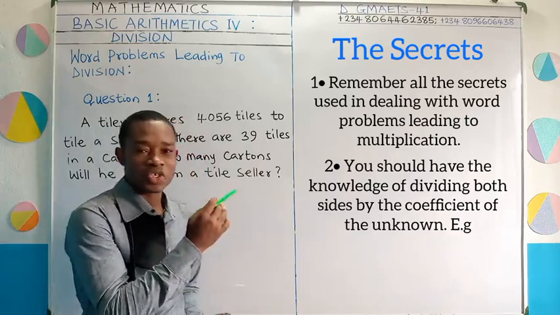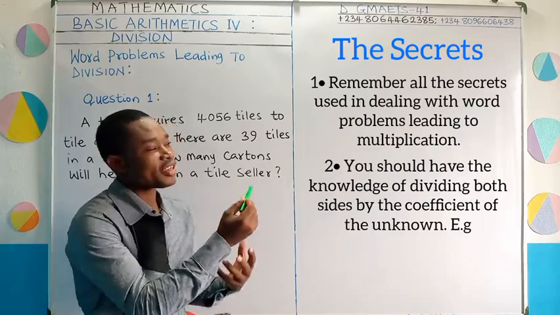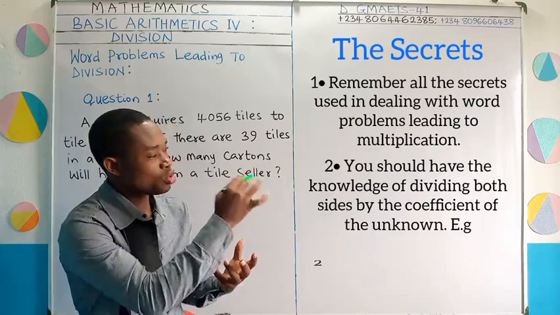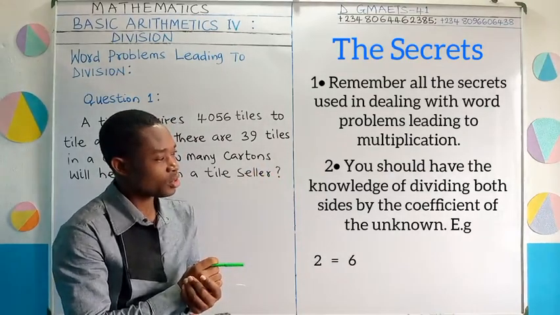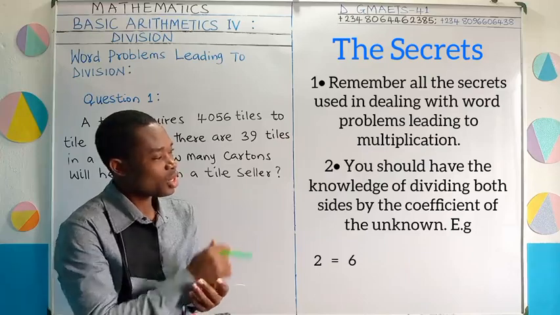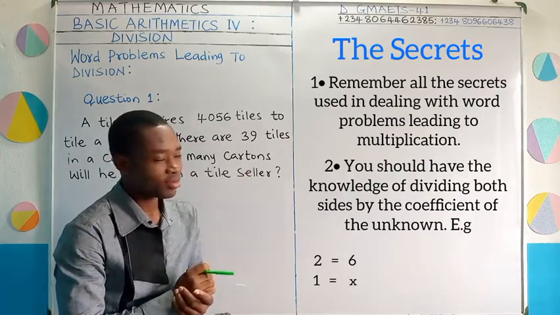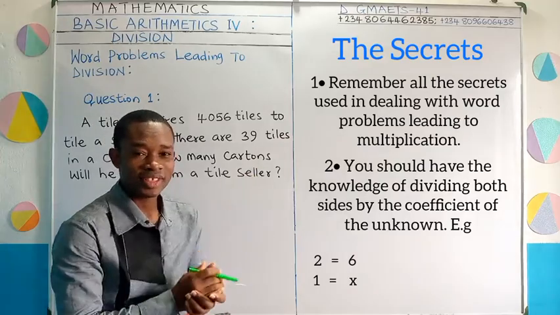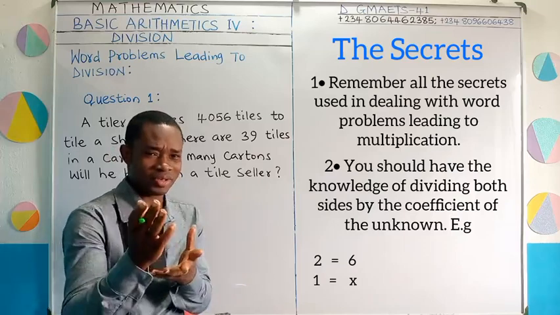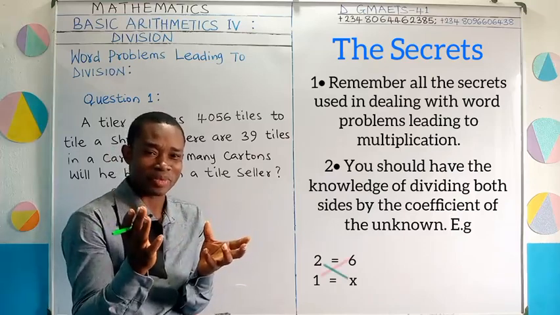Please take a look at the screen once again. If I give you something like this, say 2 equal to 6, 1 equal to x. You know, x is the unknown. When you have such arrangement, you cross multiply. You still remember how we did that under multiplication, right?